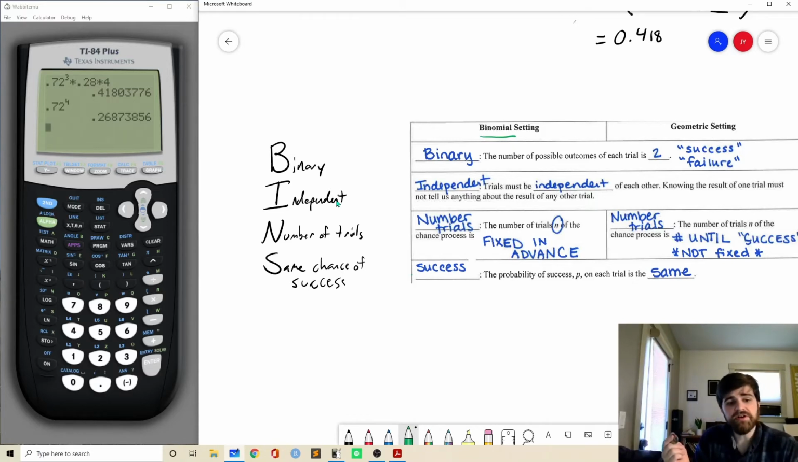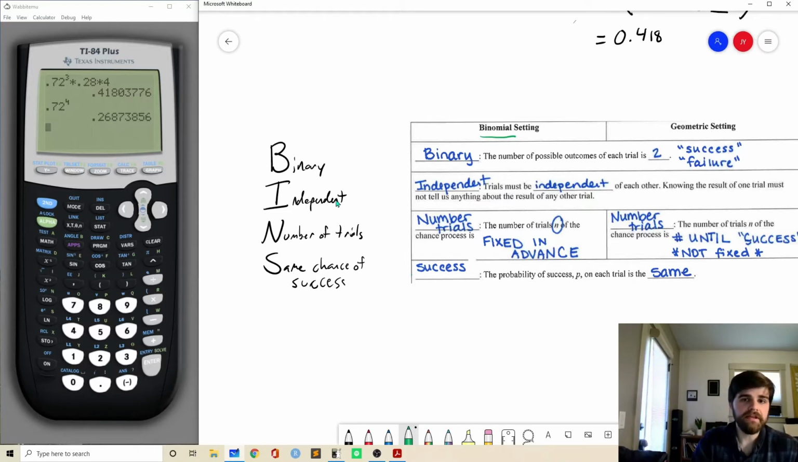The next thing we need to know is the number of trials we're going to go through. In this example, we're flipping the coin 4 times. So we know the number of trials in advance. And this is where things get a little bit different in the geometric setting, but we'll get to that in a minute. So we know how many trials we're going to do. Right? We want to approach the problem by saying, what's the probability of 3 heads out of 4, if I flip it 4 times?